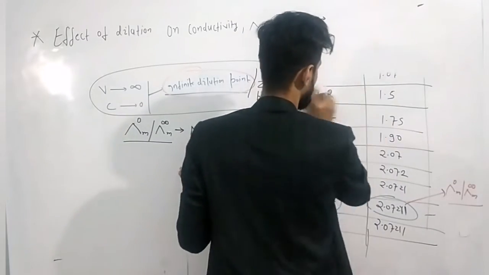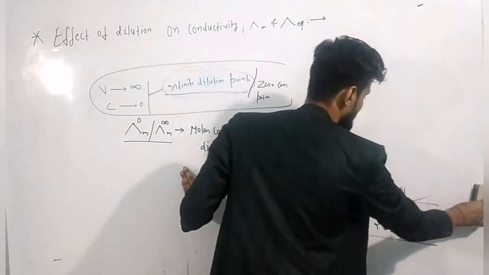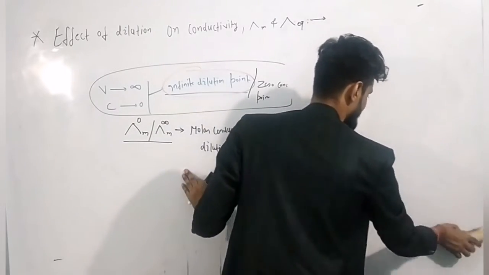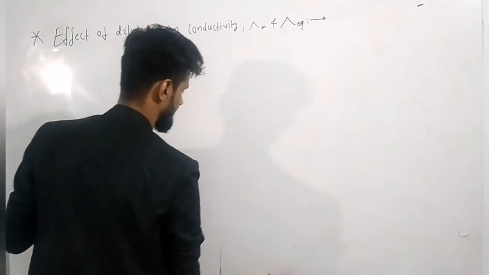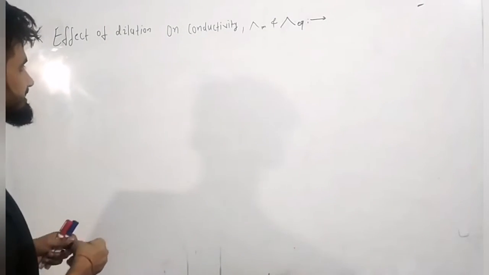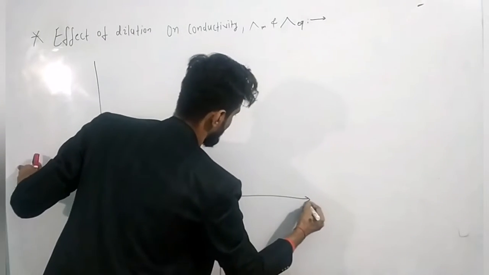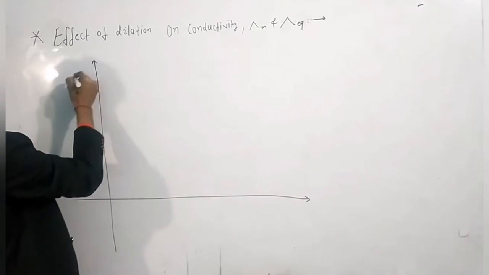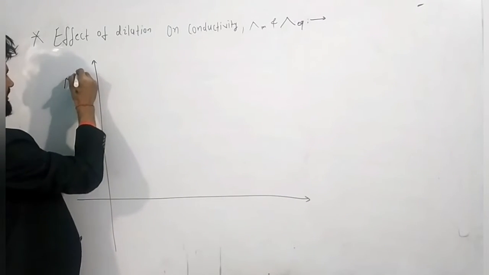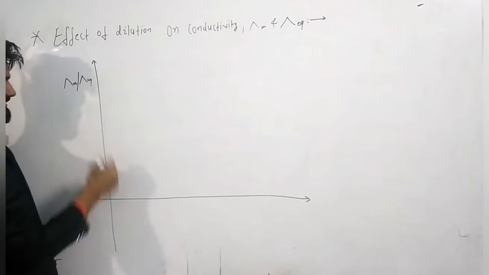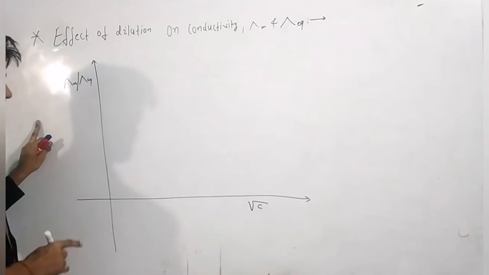Now understand one thing: how will we calculate these things empirically? Because at the infinite dilution point, what happens inside the solution, and for a particular concentration of electrolyte, how will we calculate the equivalent conductance and molar conductance for a strong electrolyte? Scientists have calculated these empirically. They drew a graph taking kappa molar or kappa equivalent on the y-axis and root over C on the x-axis.